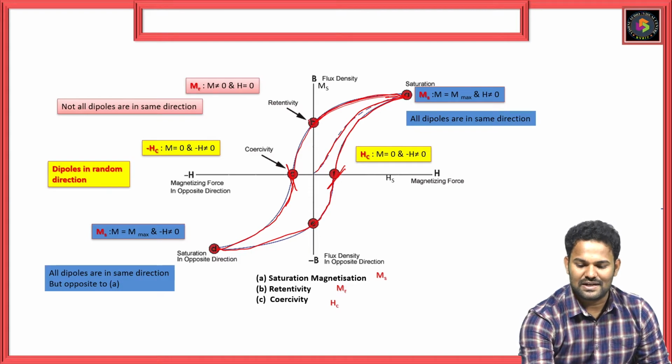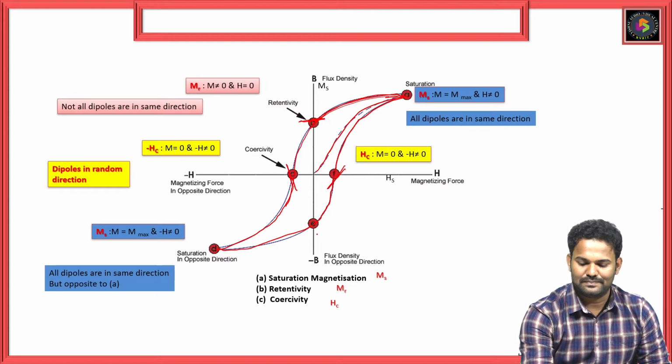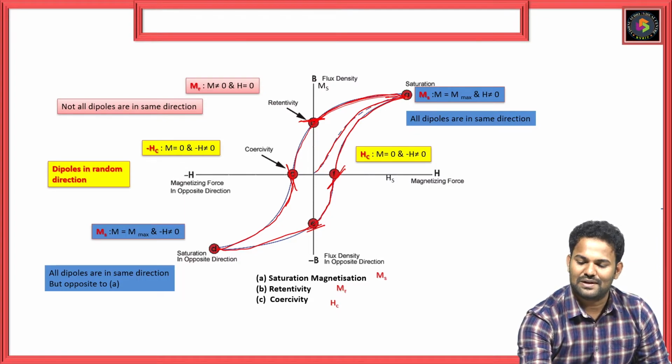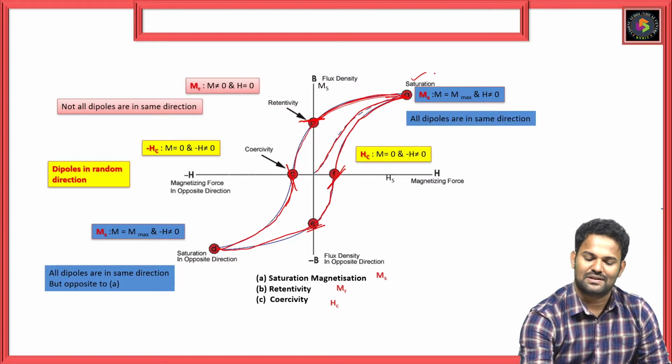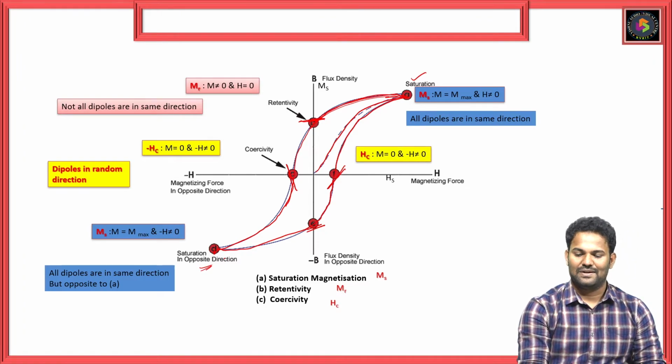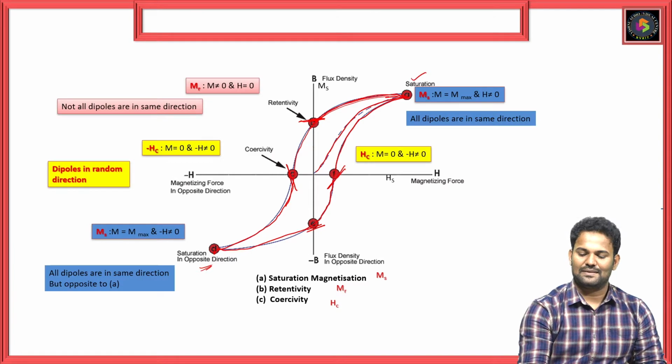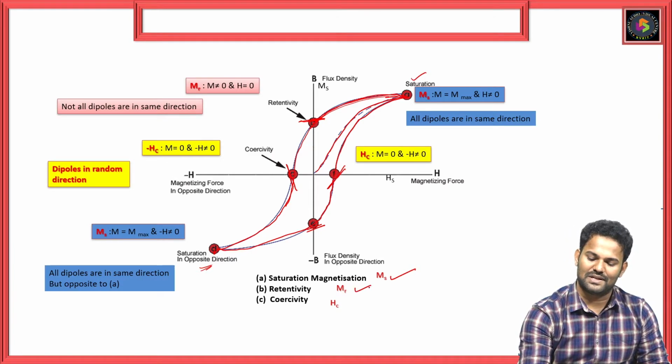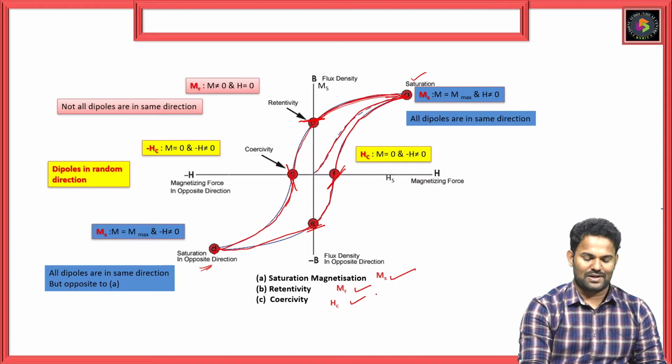Generally, retentivity is the height of the loop. The maximum point is the saturation magnetization, and on the lower side is the opposite saturation magnetization value. So these are the three properties we learn from the BH curve. It is most important for understanding the nature of ferromagnetic materials.